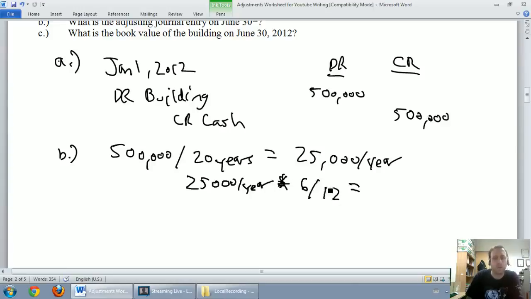I'm looking at 6 out of the 12 months in a year. So I multiply by 6/12, or you probably look at it and go, half a year. Well, it's half a year's worth of amortization. 25 grand times 6 out of 12 is $12,500. This is the amount of our amortization for this half year.